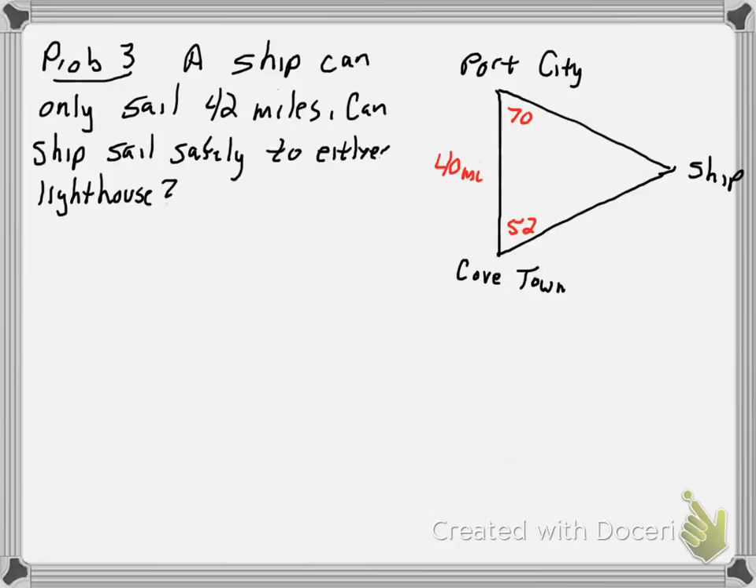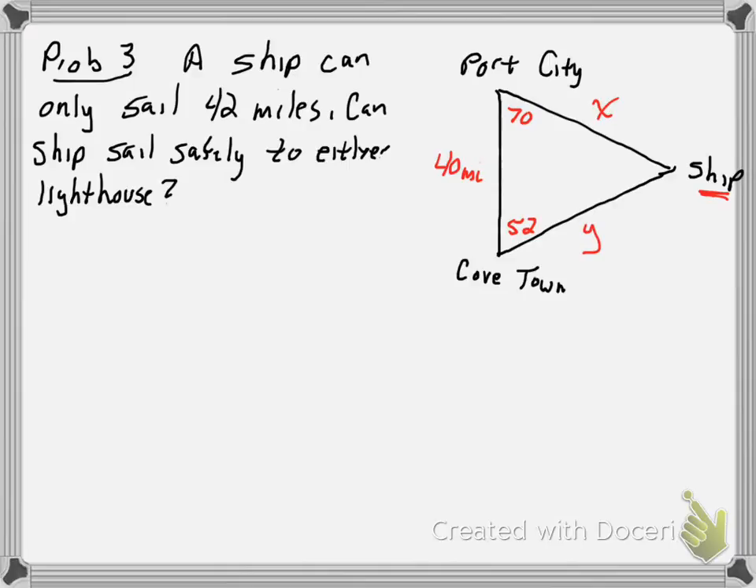Problem 3, we kind of already drew it for you. A ship can only sail 42 miles. Can the ship sail safely to either lighthouse? So we know it's 70 degrees here, it's 52 degrees here. The ship is over here. Can I sail to either one? So let's solve for X and for Y. Okay?